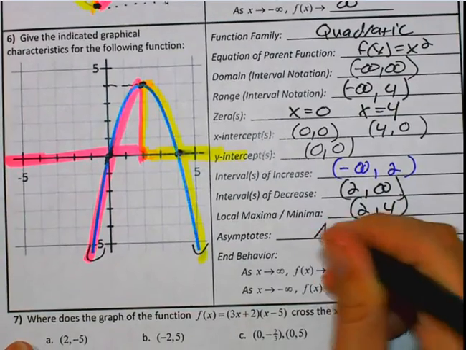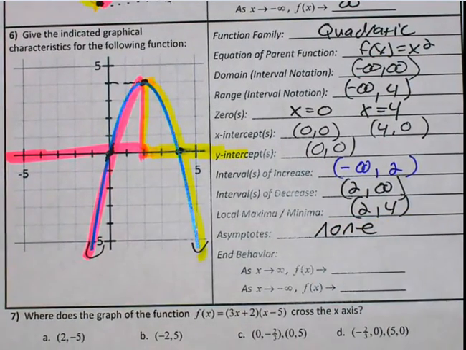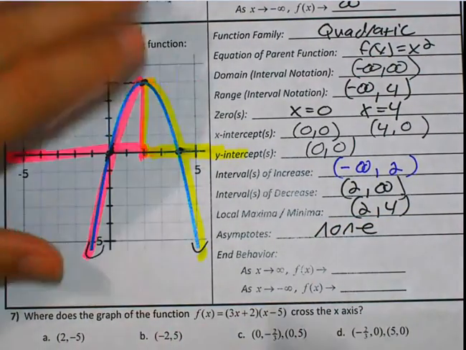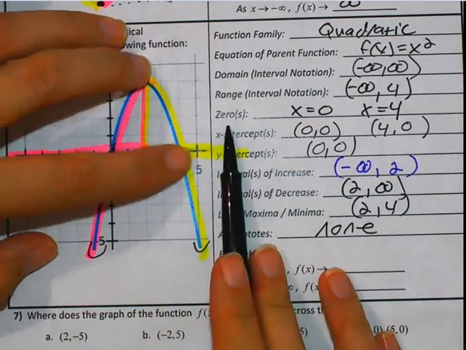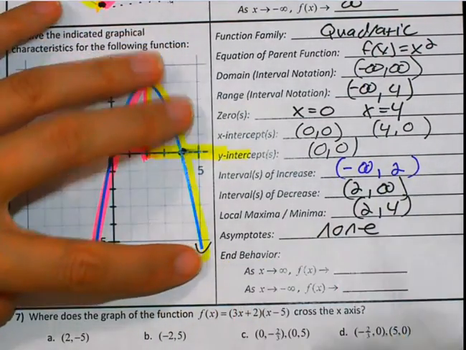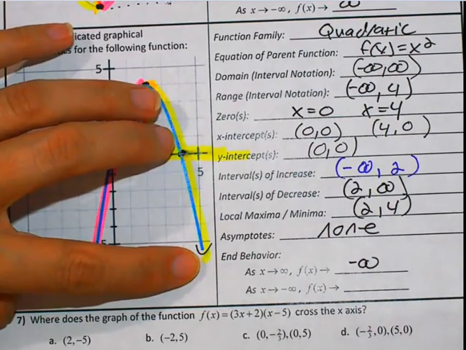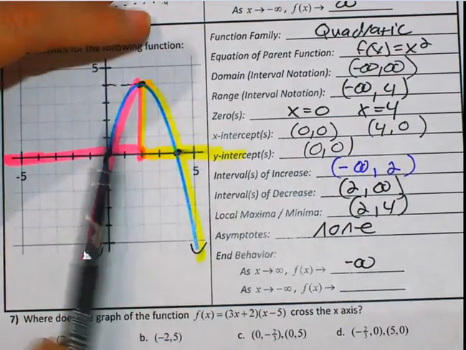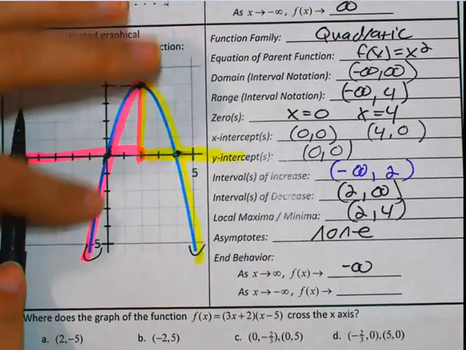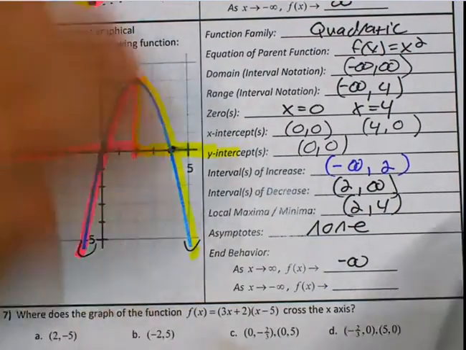There are no asymptotes. And then as x approaches infinity, f of x, or y, is approaching negative infinity. And as x is approaching negative infinity, f of x is approaching negative infinity.